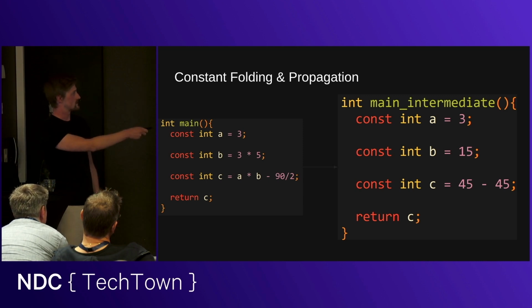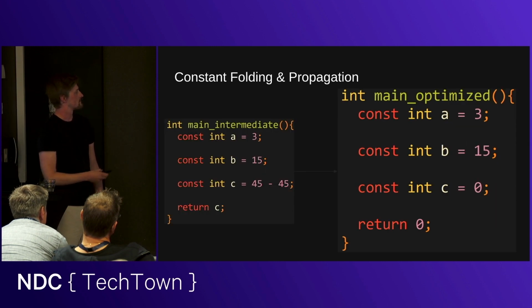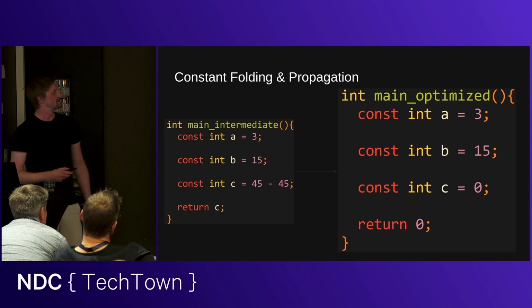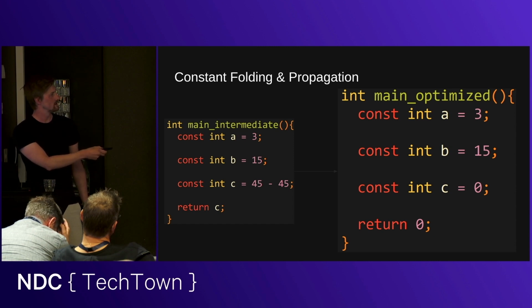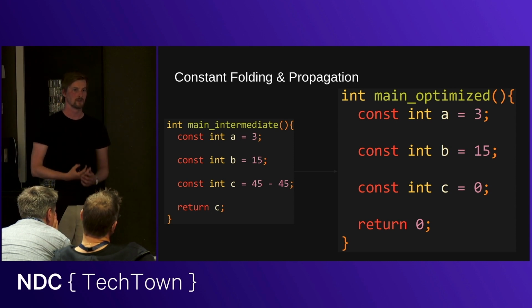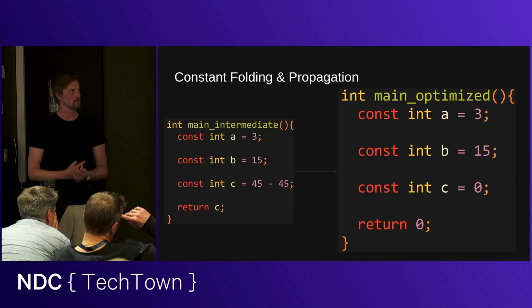So we can just do this at compile time, saving the output program the work to do so. The same goes for C, where a times b is 45, and 90 divided by 2 is also 45. So we end up with something like this on the left-hand side. So now we have C, which is also 0, so we know that. So we have done constant folding. That's the art of computing constant values during compile time.